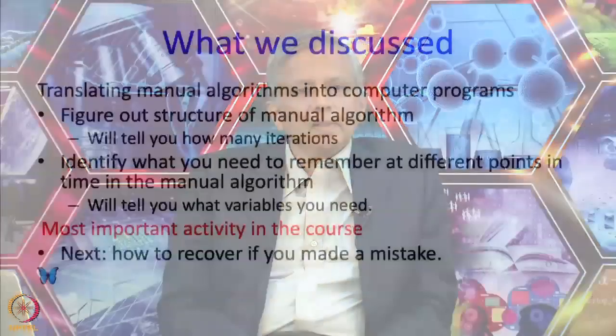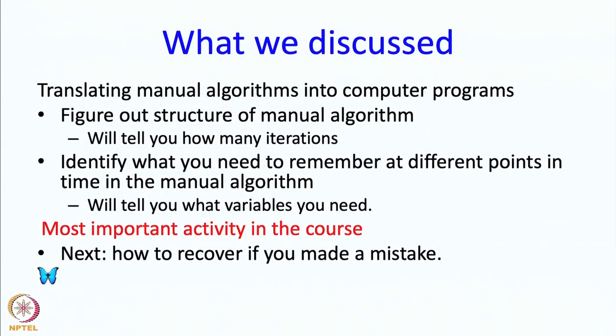Okay, so here is what we discussed. We said that translating manual algorithms into computer programs is important, and what you are supposed to do during that is figure out the structure of the manual algorithm, and this will tell you how many iterations are needed for the repeat loop that you might use in your computer program. Then you are supposed to identify what you need to remember at different points of time in the manual algorithm. And this will tell you what you should be storing in what variables. Thinking about the manual algorithm and figuring out its structure is probably the most important activity that you will learn in the course. So please get it right.